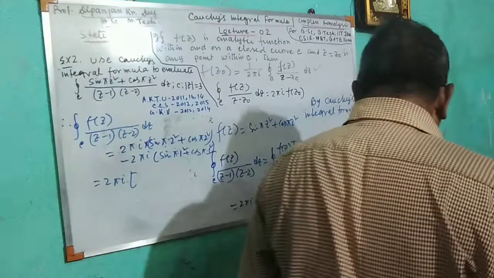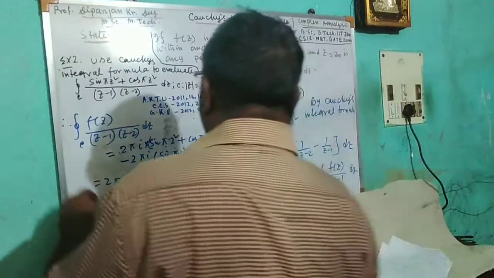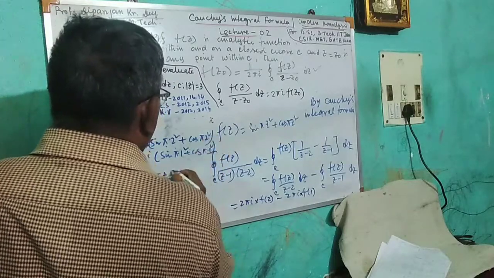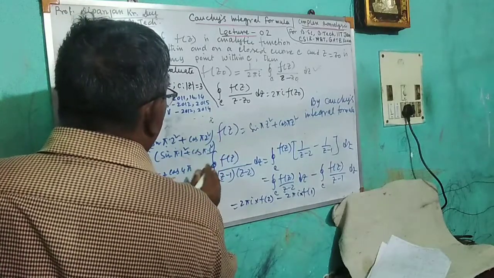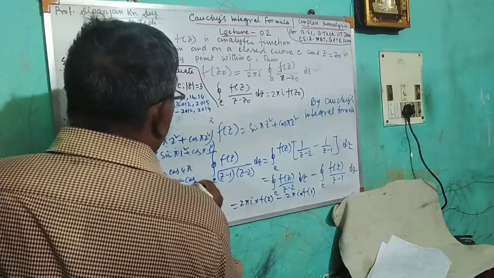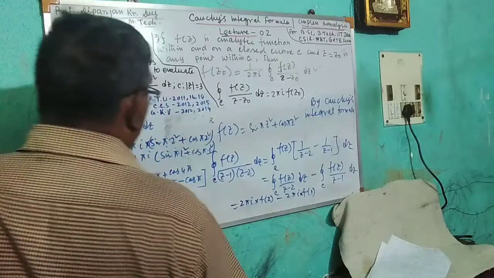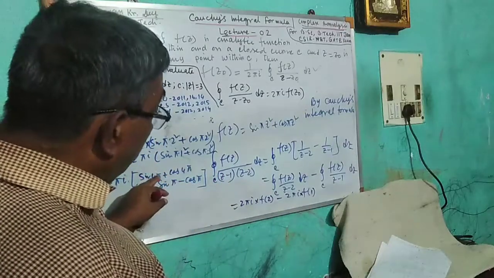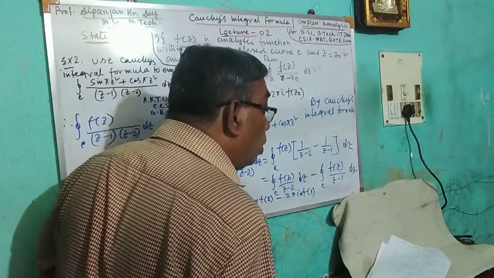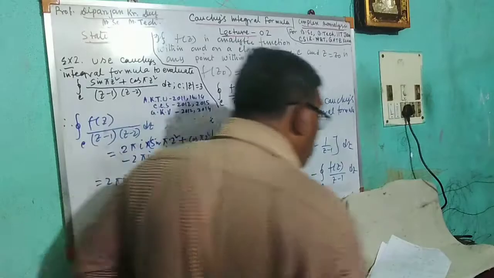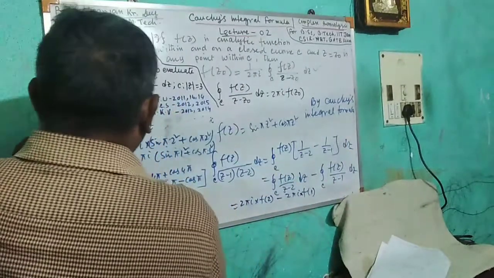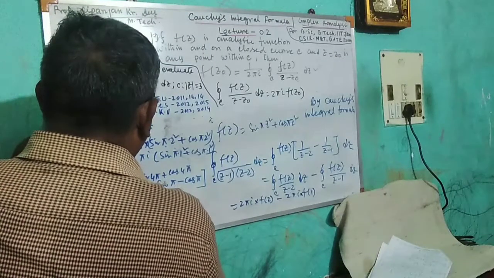Sine 4 pi plus cos 4 pi, minus sine pi minus cos pi. So sine pi is 0, sine 4 pi is also 0, cos pi is equal to minus 1, and sine 4 pi is 0.